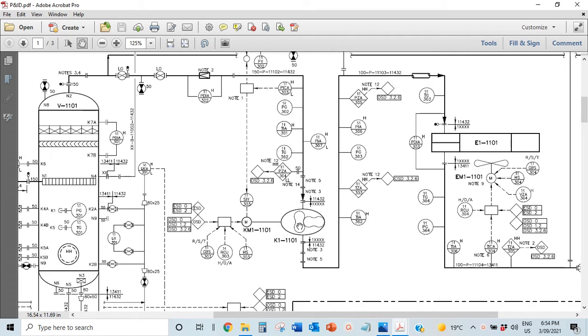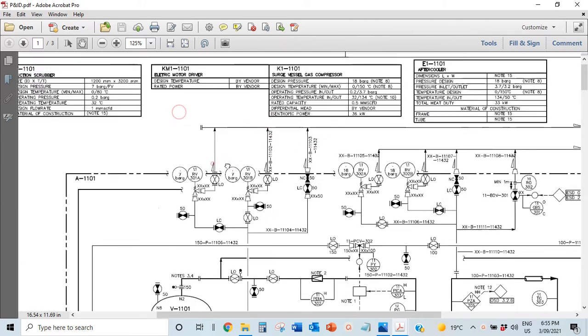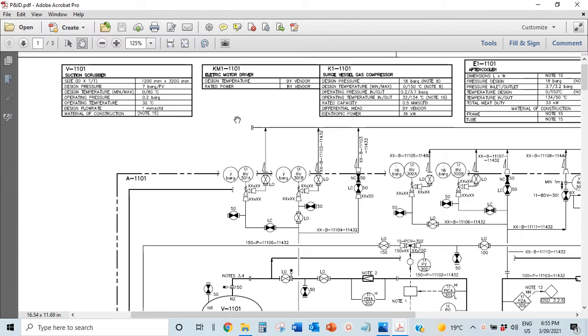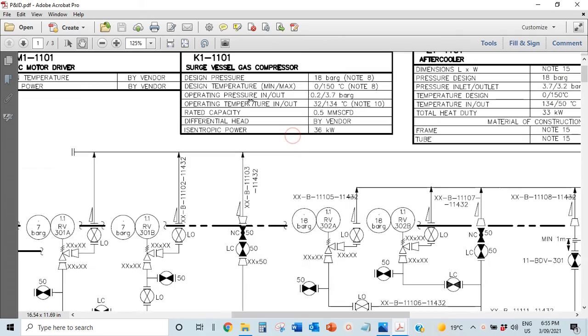So the gas that comes in here is compressed to a higher pressure, but in that compression process the temperature also increases a lot. You would see that it comes in at 0.2 bar and goes out at 3.7 bar. But when it hits 3.7 bar, you have to remember that the temperature increases also.